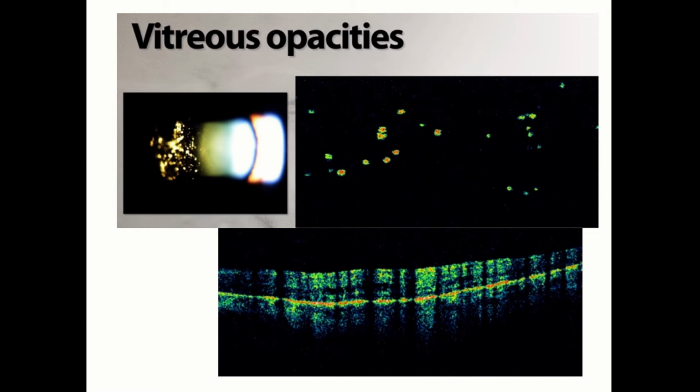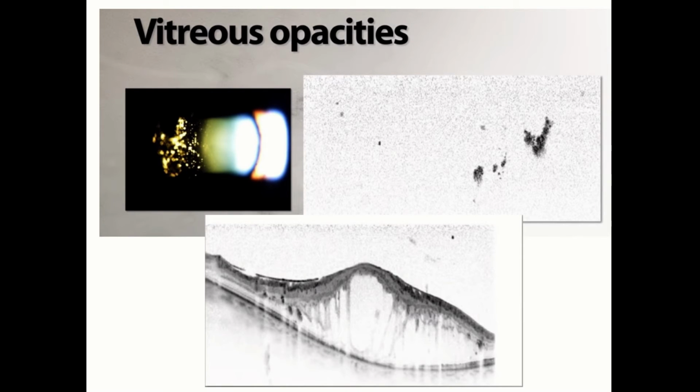Vitreous opacities such as asteroid hyalosis can alter the quality of the scan. Here you can see the reflections from the asteroid hyalosis. They are producing shadows and they are causing the retina to be segmented rather than being a continuous structure.